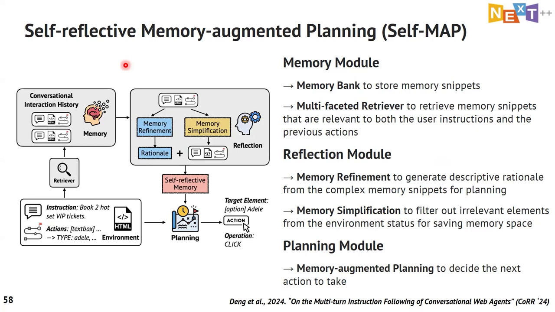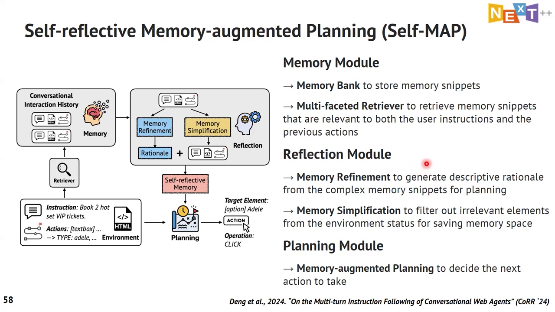conversational web navigation. And it contains three modules, which is also similar to the autonomous agents framework. The first one is a memory module. That will be a memory bank to store the memory snippets. And the memory snippets will contain each interaction between the user and the agent, and also between the agent and the environment. And also there will be a multifaceted retriever to retrieve memory snippets that are relevant to both the user instructions and the previous actions.